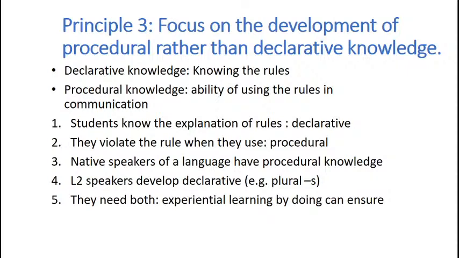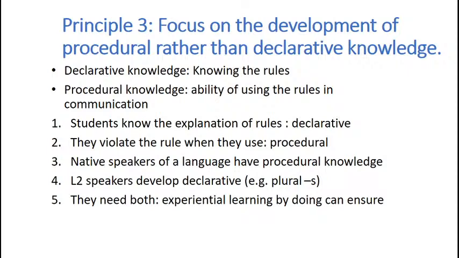Native speakers of a language have procedural knowledge, but they do not bother about declarative knowledge. For example, a person who has never gone to school still knows which sentences are correct and which sentences are not. But he or she cannot explain why those sentences are not correct or which rules those sentences have violated. But still they can use language correctly. That is why if you are a native speaker of a language, you have procedural knowledge.